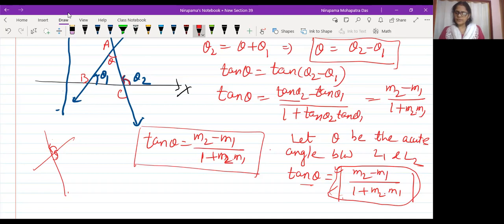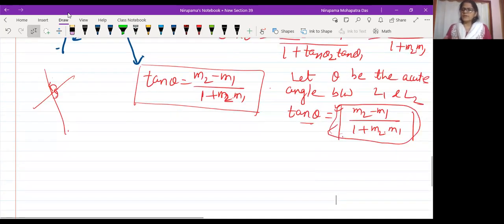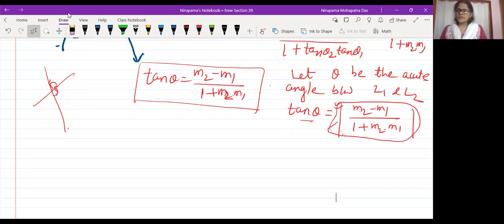So when there is no instruction like this, you may take it like this: theta is the acute angle between L1 and L2, so tan theta equal to this. So here one more advantage will be, whether you write m1 minus m2 or m2 minus m1, that problem will also be covered. Is it clear? So this is about the angle between two lines.